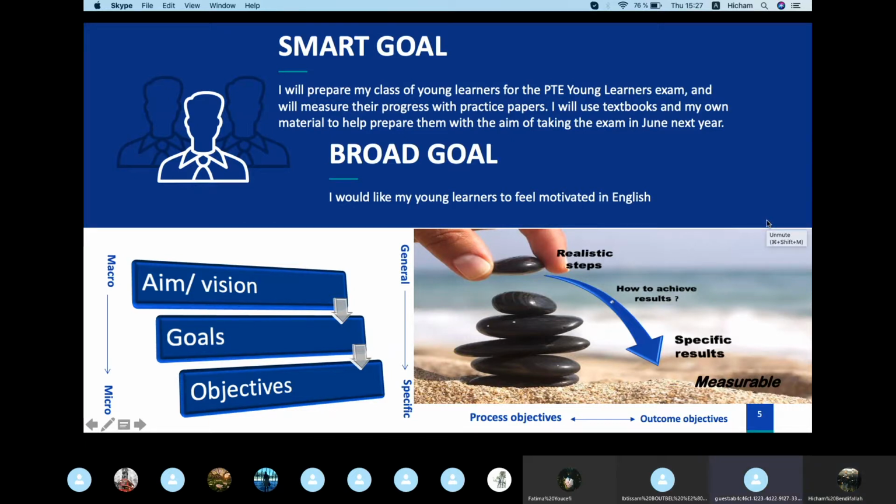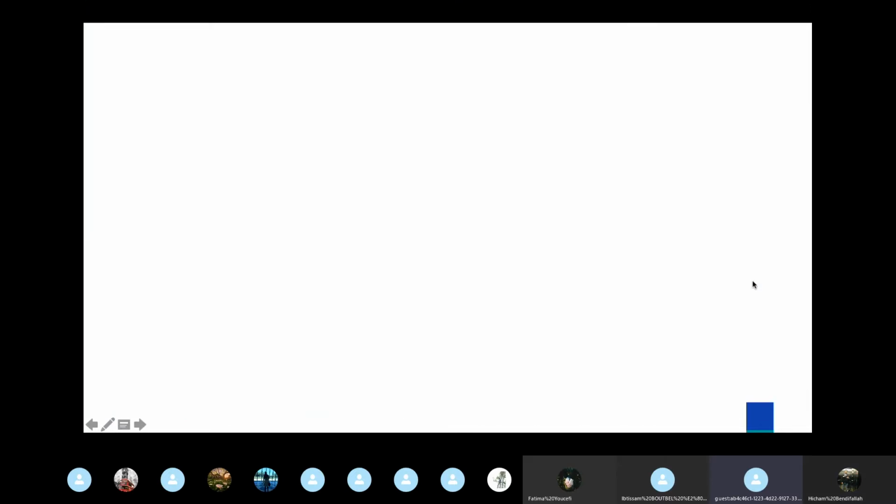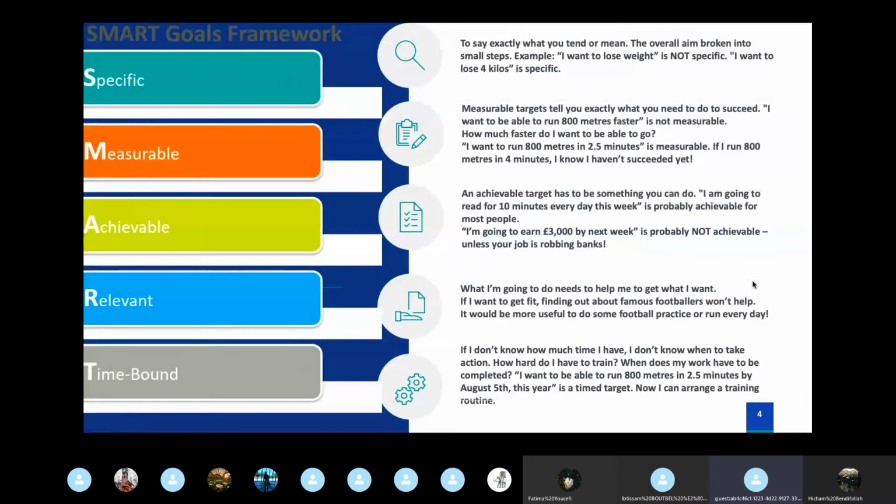Actually, I have two questions. The first one concerning the measurable: how can I measure my objective? And the second one related to relevant: relevant means materials or what?